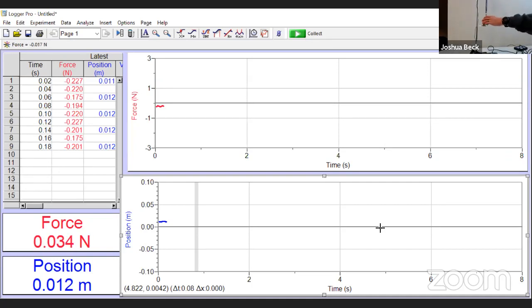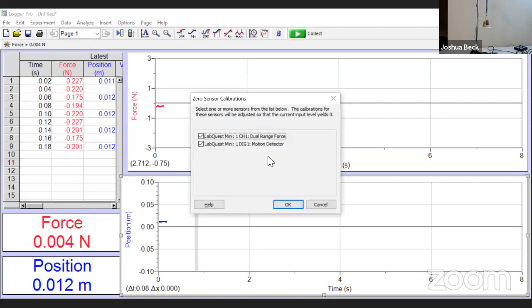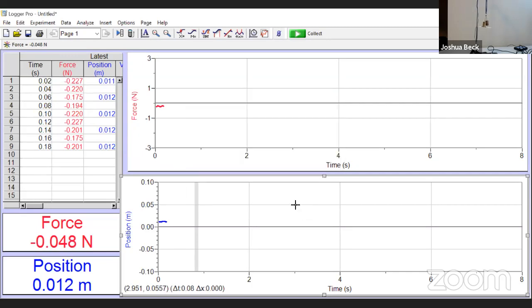What I've already done is zeroed this force sensor and the motion detector. It may have moved around a little bit, so I'm going to zero both of these one more time. So I'm now calling my equilibrium position 0. If I pull down on this, you'll see a net force of 0.8 newtons. If I push up, we've got a net force of negative 0.8 newtons. So I've zeroed it at this equilibrium position. I'm just going to let this thing go, and we'll collect some data here.